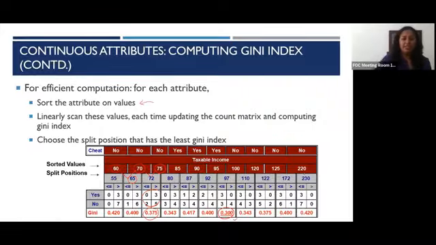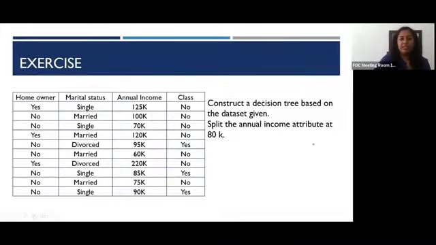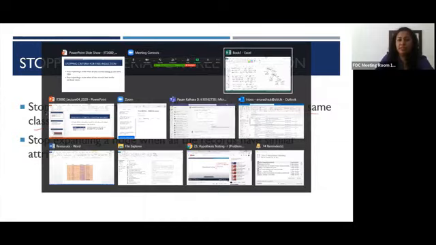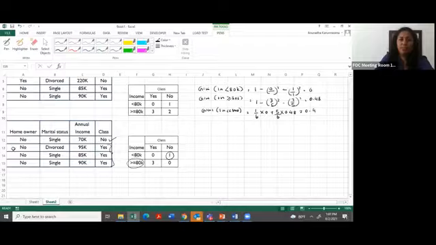Right, good. Okay, let's continue the lecture. Actually, the demo I'm keeping for the lab. So now when do you stop splitting a node? Stop expanding a node when all records belong to the same class. For example, here you have seen at the end, all these records are in the same class, right? Then there's nothing further to go on, isn't it? So that's why you put a leaf node.